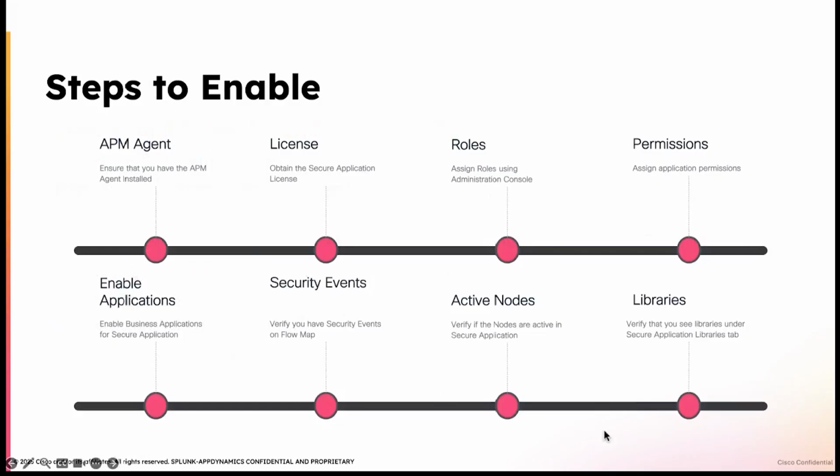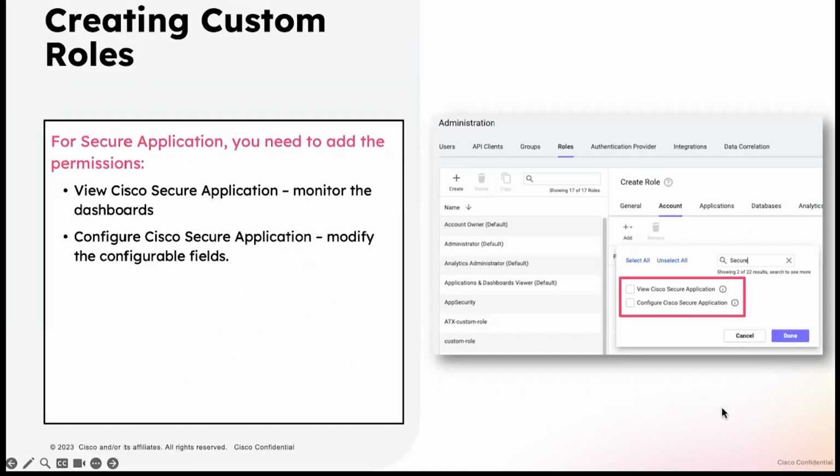So you've enabled secure application, and then what do you look for? Remember, like I showed you, on the right side of the application dashboard in the events area, there were security events showing up. See whether they show up. See whether the nodes are active in the security dashboard. Same thing in the libraries. So that's pretty much what that is.